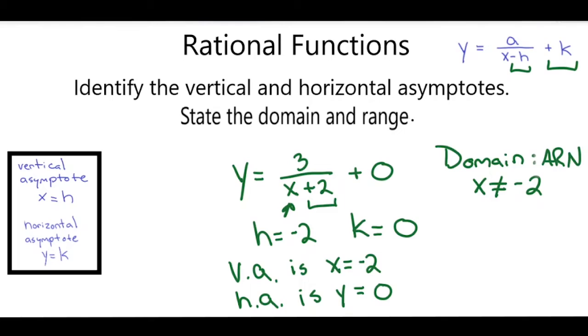And the range is what y can be. So is there something that y cannot be? Well, is it possible to divide 3 by something and get 0? Well, there's actually nothing you can divide 3 by to get 0, because you can't divide it by 0. So I'll say it's all real numbers, but it cannot equal 0.